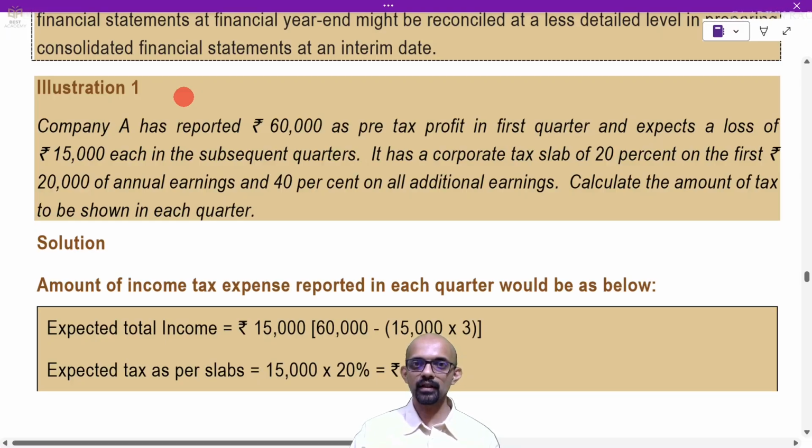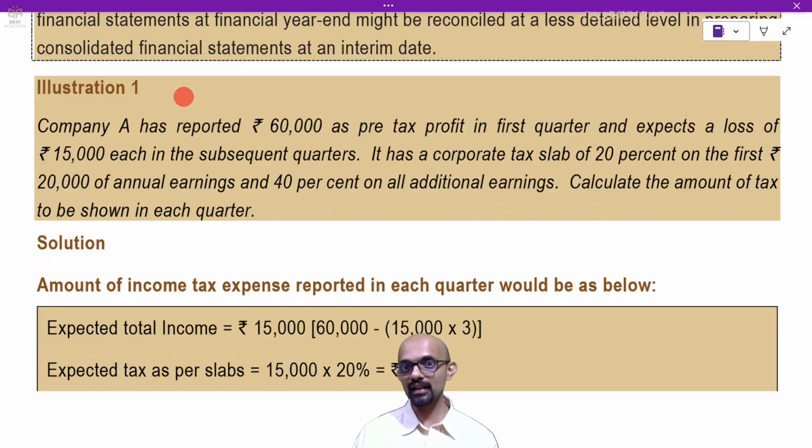Now what if there is a loss in one of the quarters, one of the interim periods? Should we calculate a tax saving in that case? Yes, if it is for interim financial statements. For annual financial statements, we cannot have current tax saving, we can only have deferred tax asset. But for interim financial statements, current tax also can be a saving, because interim is part of the annual.